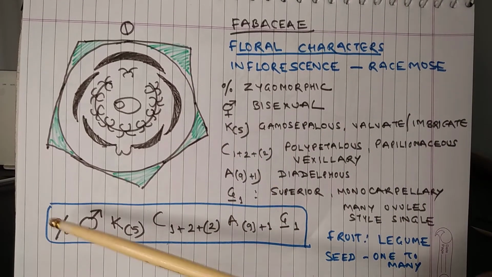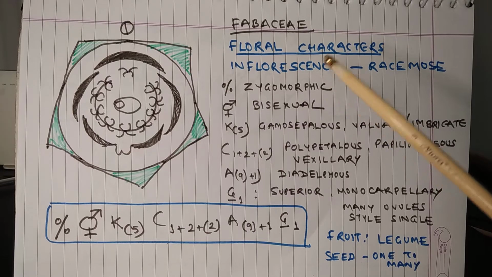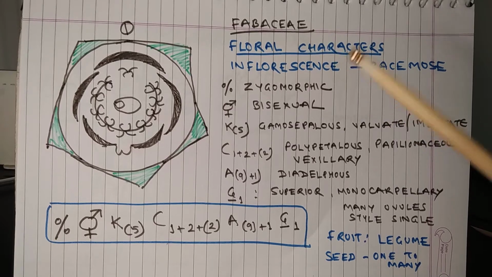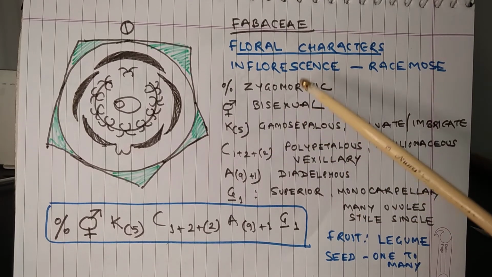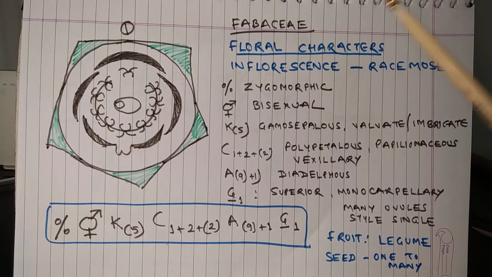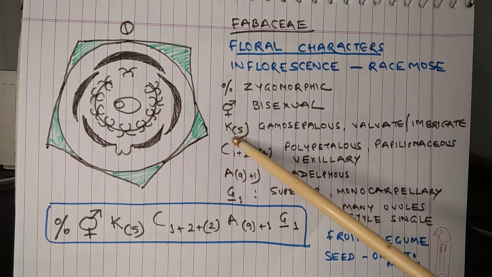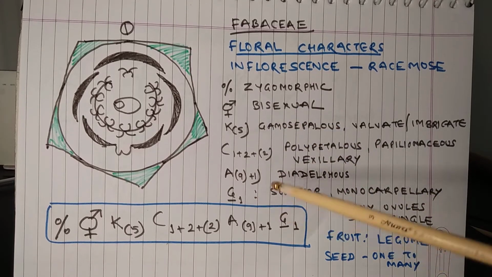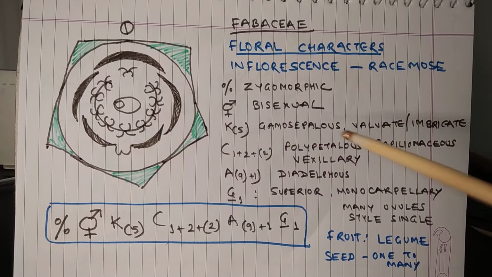Inflorescence is racemose. Now there is a percentage symbol, which means that the flower is zygomorphic, that is, the flower is irregular, it does not have symmetry, so you cannot divide it into 2 equal halves. This symbol shows flowers are bisexual. So both male and female parts are present in a flower. Calyx is 5, so sepals are 5, but the number 5 is written inside a bracket, which means that they are gamosepalous. So all the sepals are fused. They may form a tube-like structure. Aestivation is valvate, or it can be imbricate.